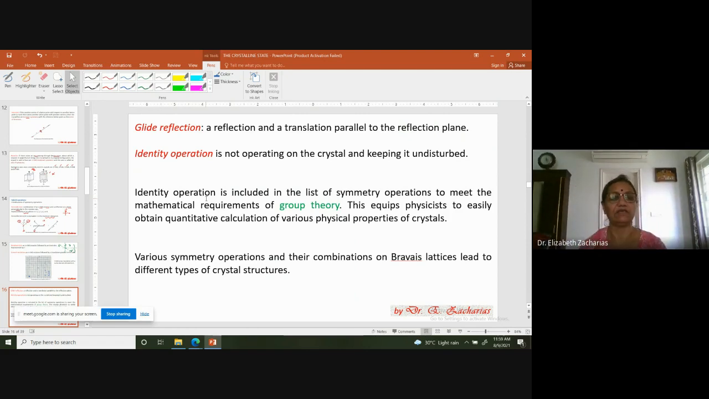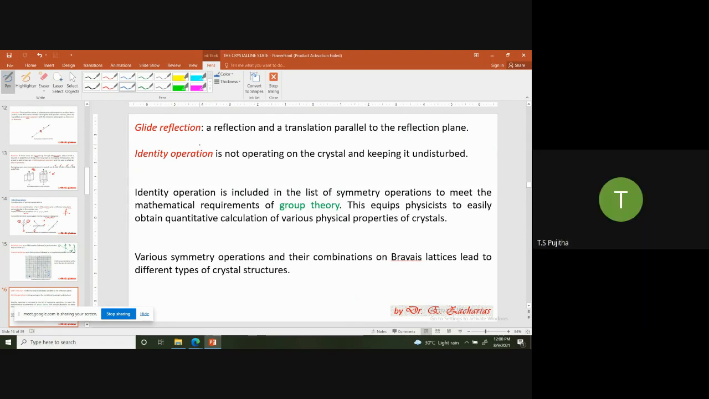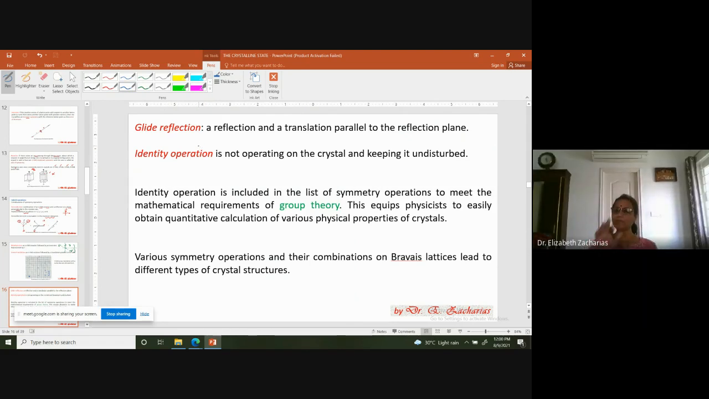Then finally, there is something called an identity operation. Identity operation means you're doing nothing. You're not doing anything with that crystal. You're just keeping the crystal as it is. That is called an identity operation. Then you will ask, why do you need an identity operation? Why give an operation? Okay. Exactly. You got it. That is for an operation.